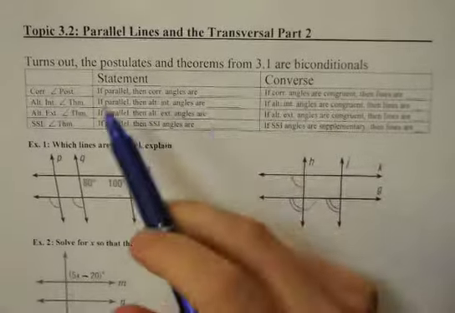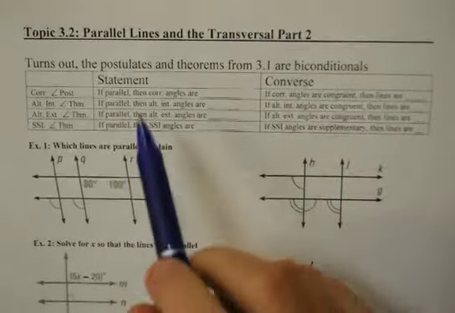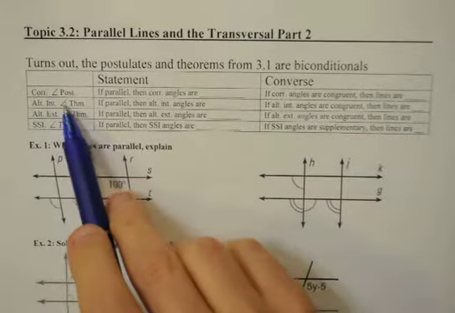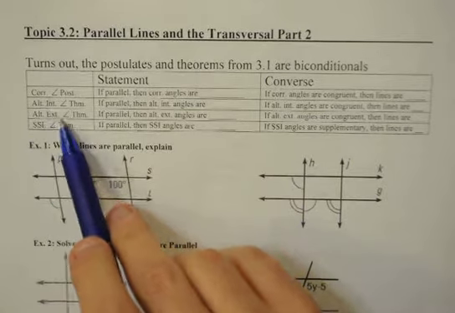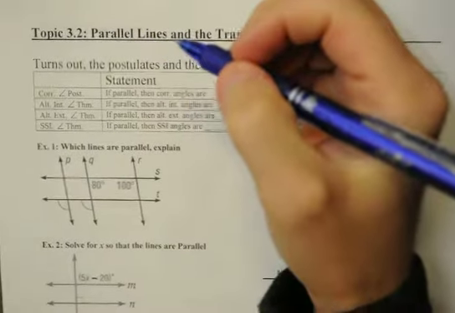Hello and welcome to Geo Topic 3.2, more about parallel lines and transversal. So in the last lesson we learned about corresponding angles, alternate interior angles, alternate exterior angles, same side interior angles. Learned about all of those things.